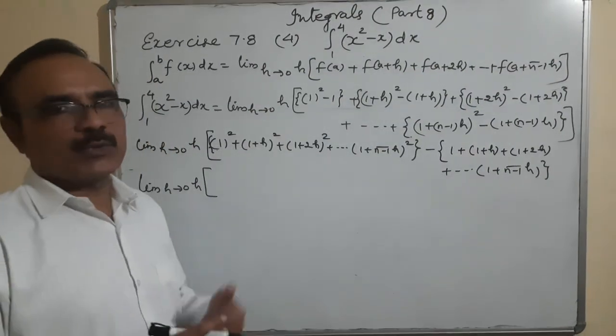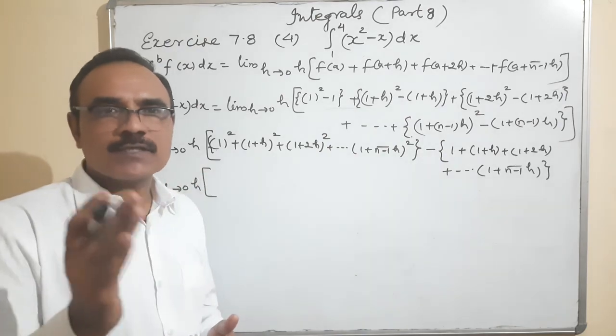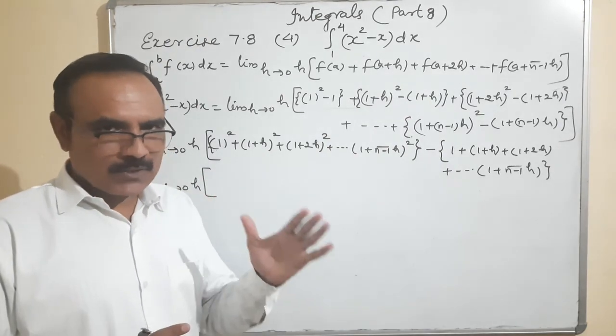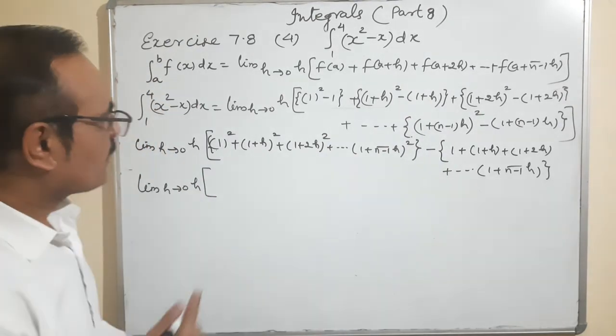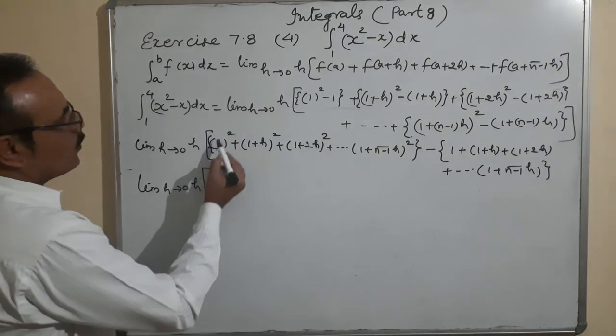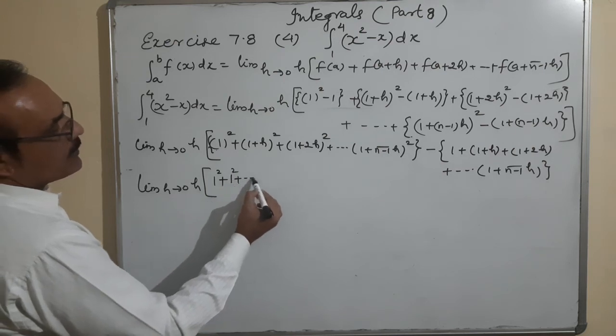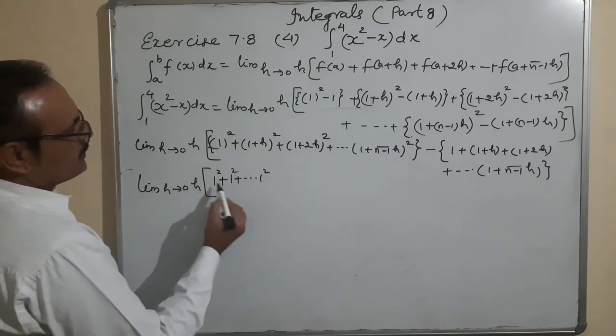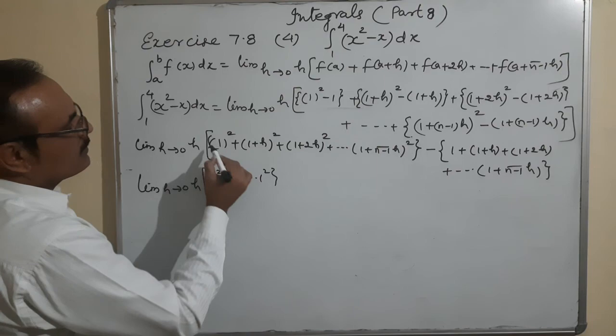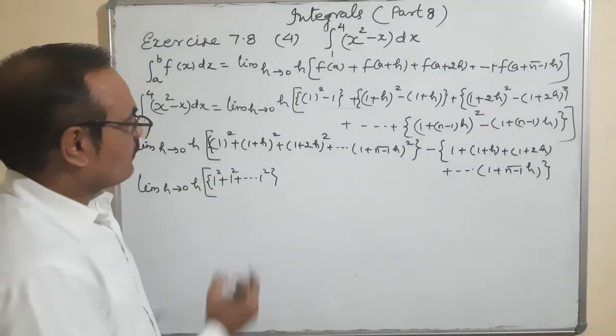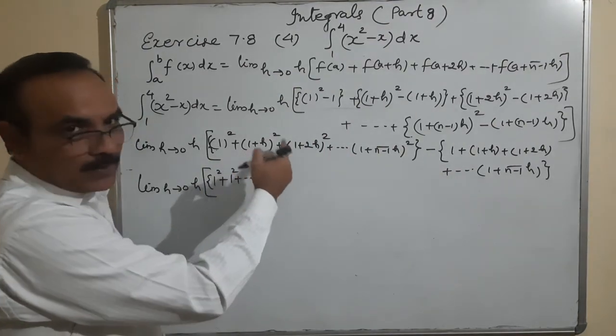(a + b) whole square is a square plus b square plus 2ab. I am picking the first term: 1 square plus 1 square plus up to 1 square. This is the first term of this. When we open the bracket, a square plus b square plus 2ab.